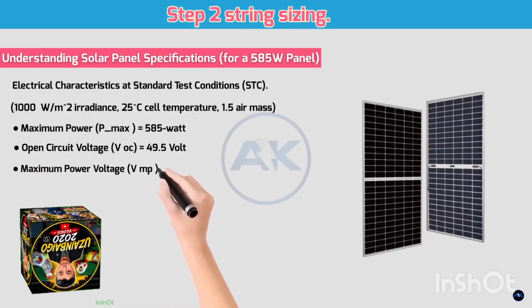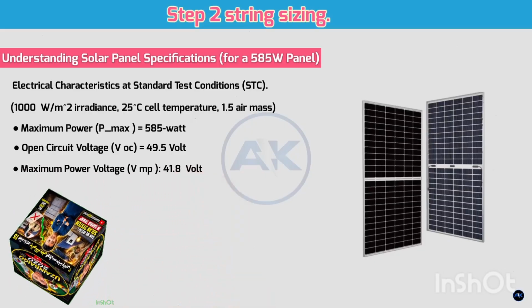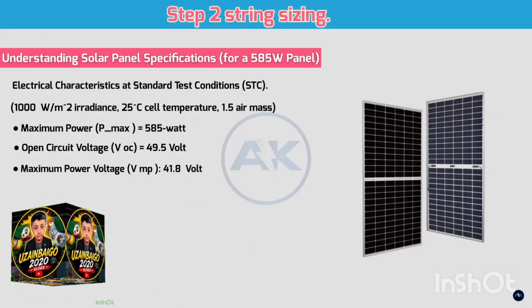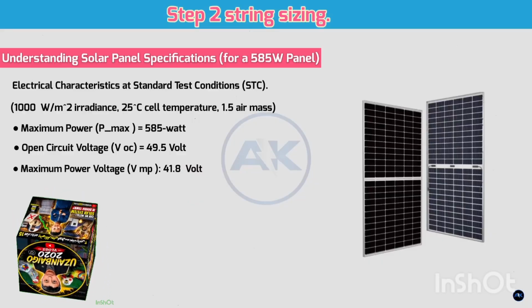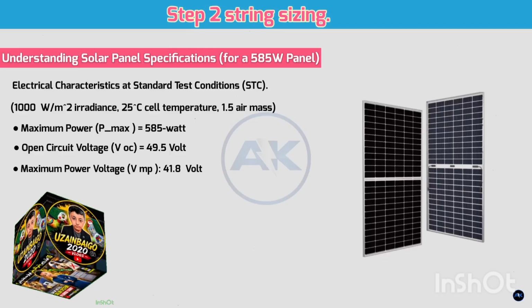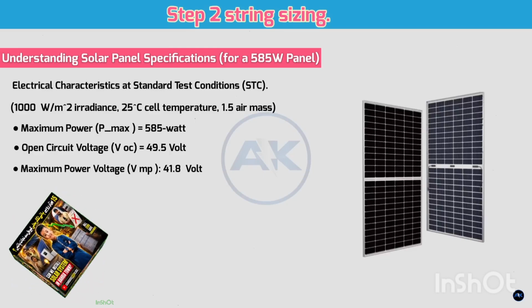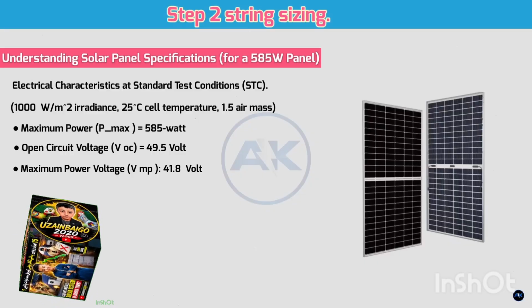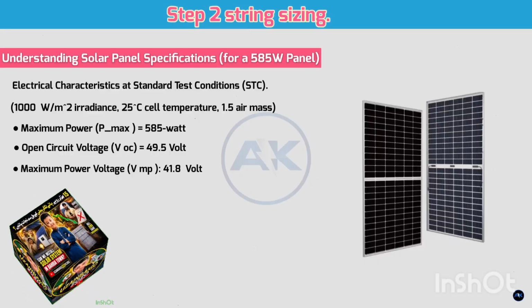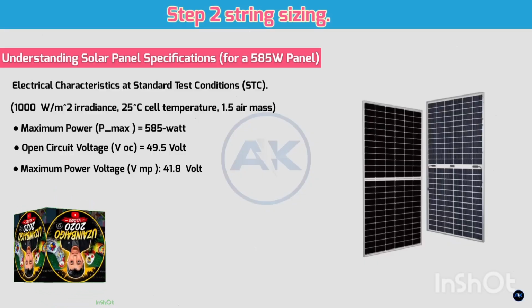Maximum power voltage, VMP, 41.8 volts. Again, this varies with VOC. This is the voltage at which the panel produces its maximum power. Importance for string sizing: this value is used to calculate the operating voltage of the string. The total string VMP should fall within the inverter's MPPT, maximum power point tracking, voltage range for optimal performance.